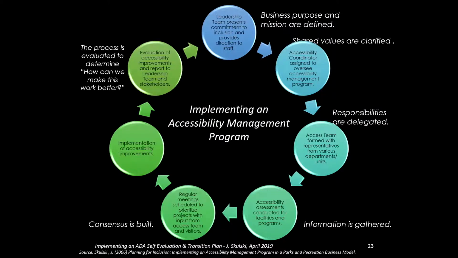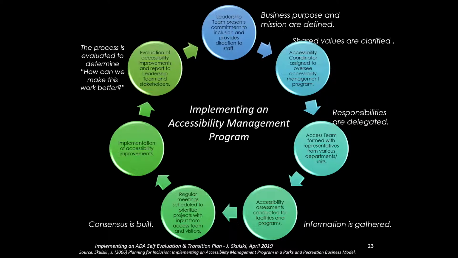Implementation of the administrative requirements under the ADA in terms of a business model for accessibility management, where you start with leadership and get commitment to inclusion, and that leadership provides direction to staff. They assign an accessibility coordinator to oversee the management program. Responsibilities are delegated through the formation of an accessibility management team.